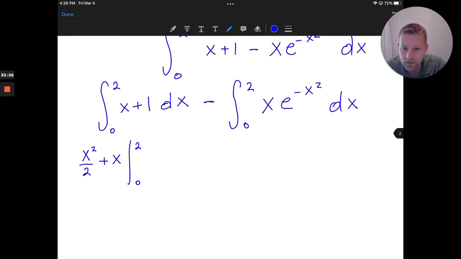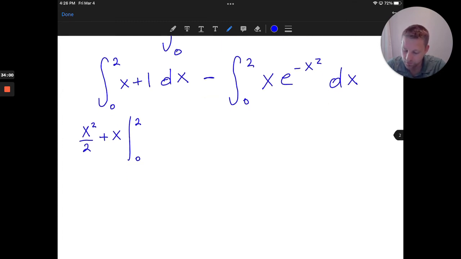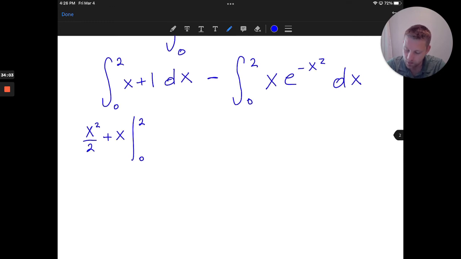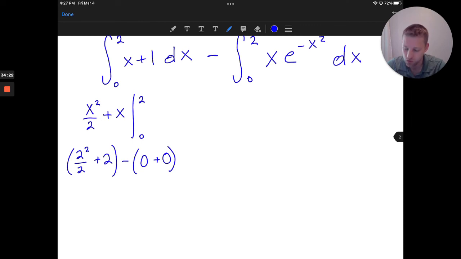So when I evaluate this portion here from 0 to 2, I think I can find a value pretty quickly for this. Evaluating at 2 will give us 2 squared over 2 plus 2, and then evaluation at 0 will be just 0 over 2 plus another 0. That's not going to contribute anything to that integral. So 2 squared over 2 is 2, plus another 2 would just give us 4. So that portion of the integral is just going to be 4.